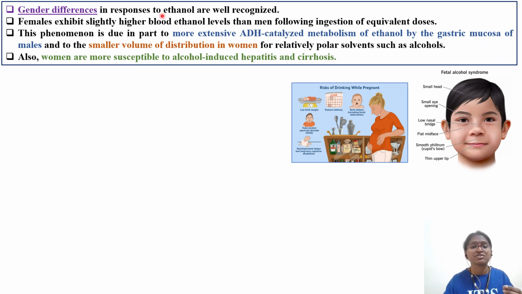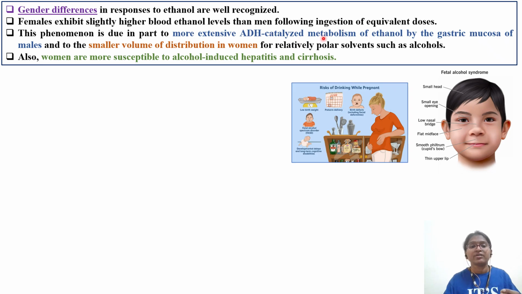Gender differences in response to ethanol are well recognized. So it is well proven. We have enough literature which clearly states that males metabolize alcohol in a different way when compared to females. Females exhibit slightly higher blood levels than men. So if a male is consuming one glass of alcohol and a female is consuming a glass of alcohol, the female will have more ethanol concentration in the blood.